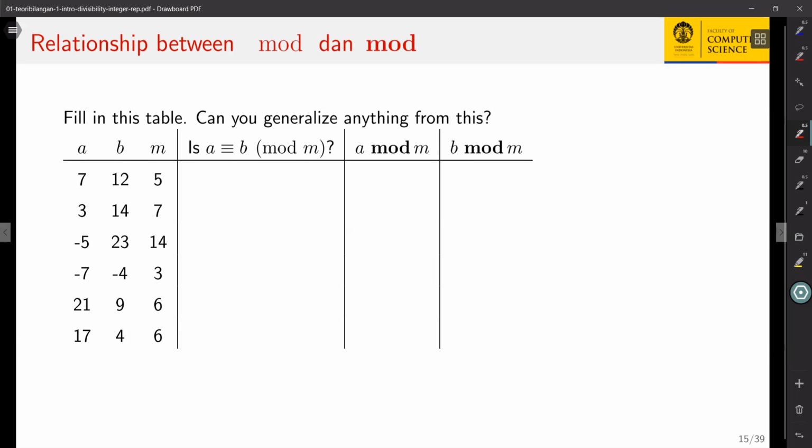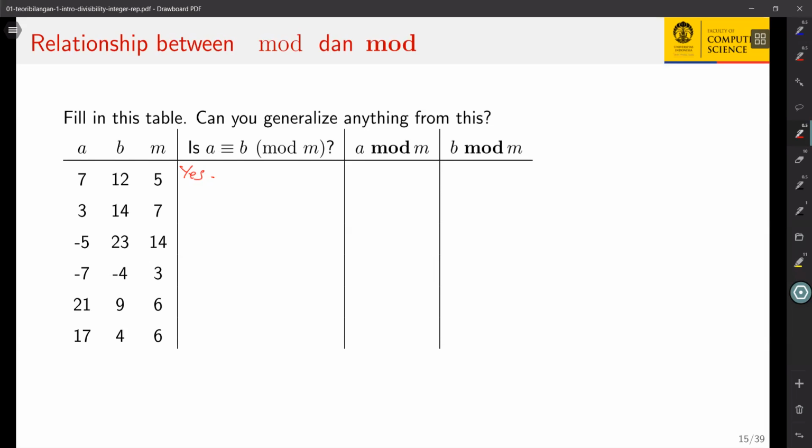Is 7 congruent to 12 modulo 5? It's true, sir. True. So it's not true. Wait. It is true. It is true. Why? Because, wait, sir. I'm actually confused, sir. I'm sorry.